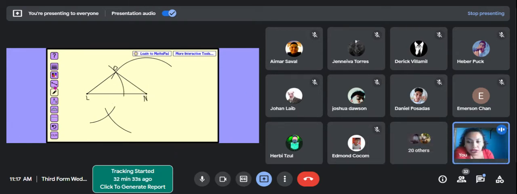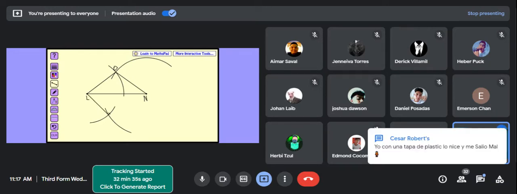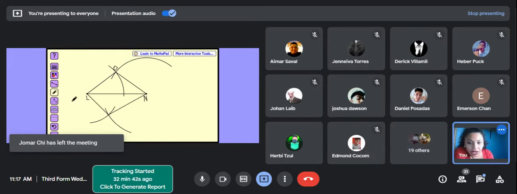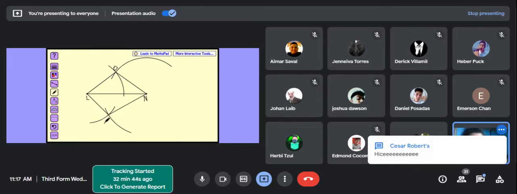And to finish it, you are going to connect the points to the intersection. And then you label this M.